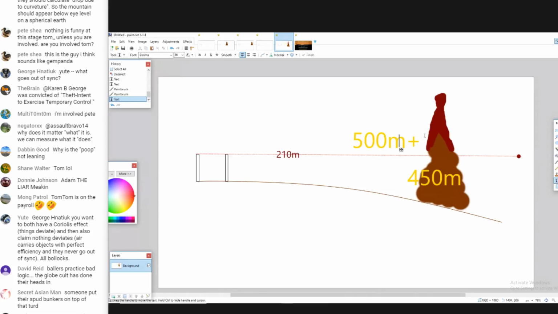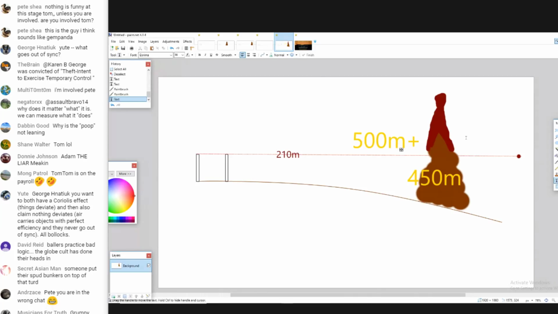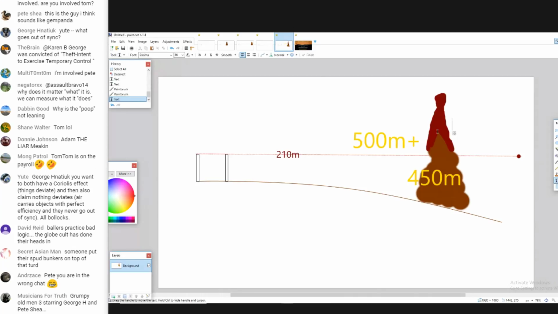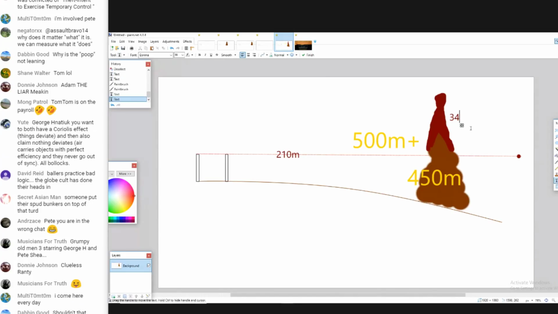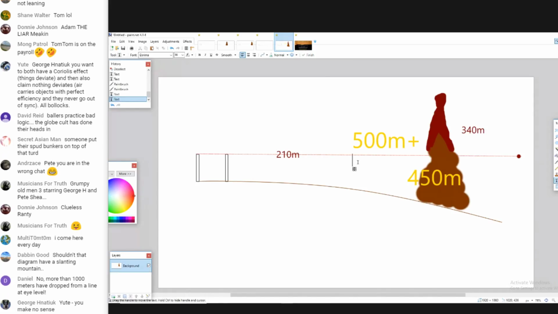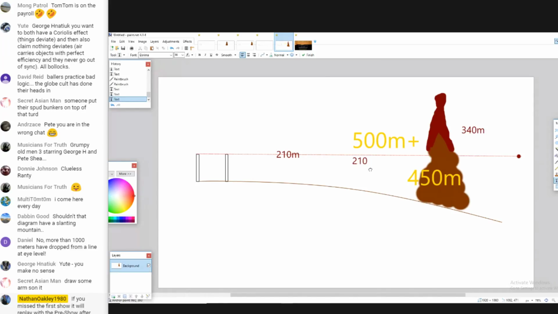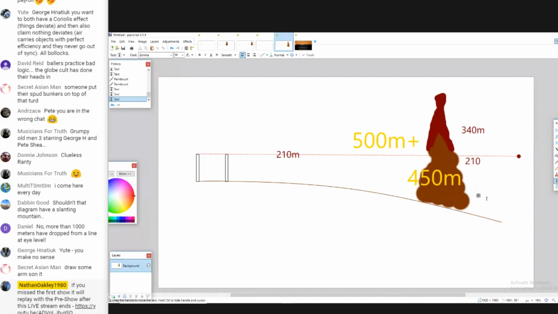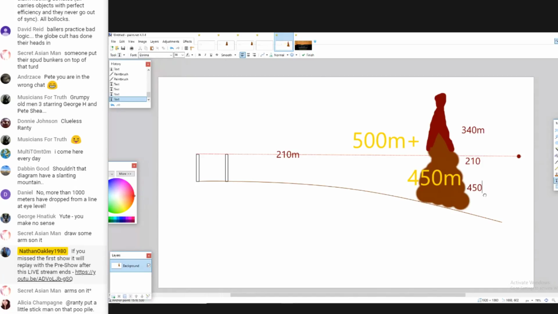At 550 meters, we would still be seeing of it, right? It would be above this line. It would be higher than that by an amount of 340 meters, right? So 340 meters would be above the line, 210 would be beneath it, and 450 meters of that would have been lost down here to the curvature of the Earth, right? So that's how this mountain would be broken up. So that is what we would actually see.